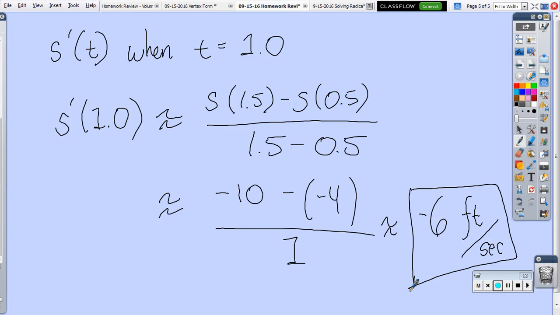And the answer to the third part of part B, at t equals 3.5 seconds, I would do S of 4 minus S of 3. S of 4 is 27.5, so 27.5 minus 3.5, which is 24, divided by 1, which is 24. It's the same process for every single one. So the last one would be 24 feet per second.